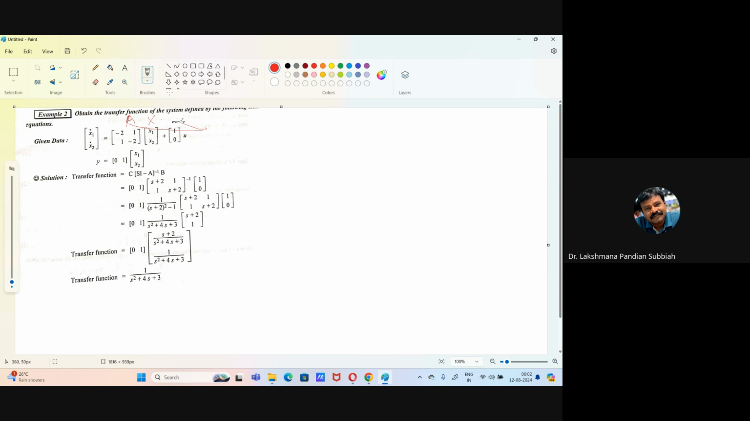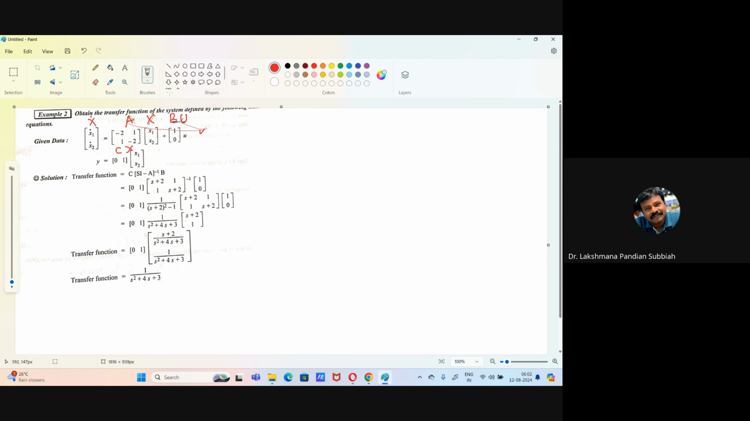Considering now the A matrix, and here we are coming out with X, then here we consider the B matrix, then U, then here you have to consider X dot. So that is the state equation. Then for the output, that equation is here [0, 1] and [x1, x2]. So this is Cx. Now we are going to find out the transfer function, which is C into (sI minus A) inverse B.